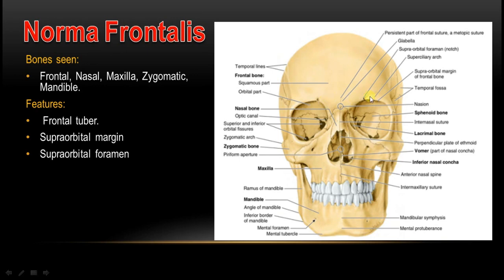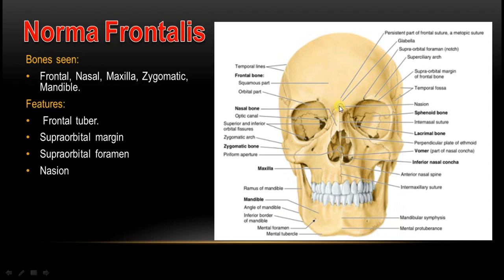From the supraorbital margin, the frontal bone passes behind as the orbital process. Now, the junction in the midline of the frontonasal and the internasal suture, this point is called the glabella. Okay, this is called the glabella.